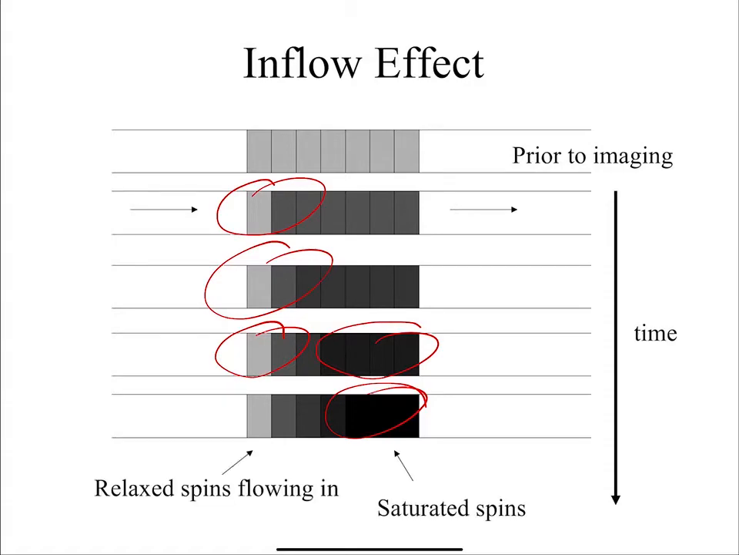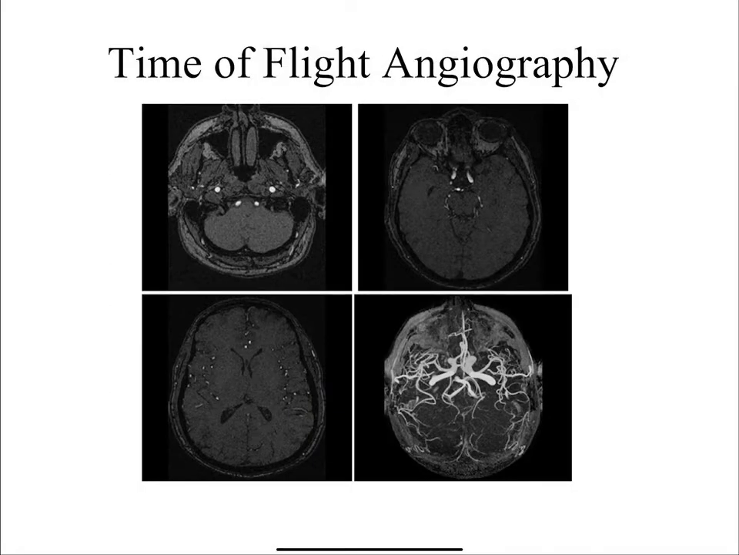But it turns out that it's actually also a really useful imaging thing. So these are time-of-flight angiography images, so no contrast. We're just looking at the difference in the magnetization between the flowing blood and the static tissue. You can have these really nice images of the vasculature.